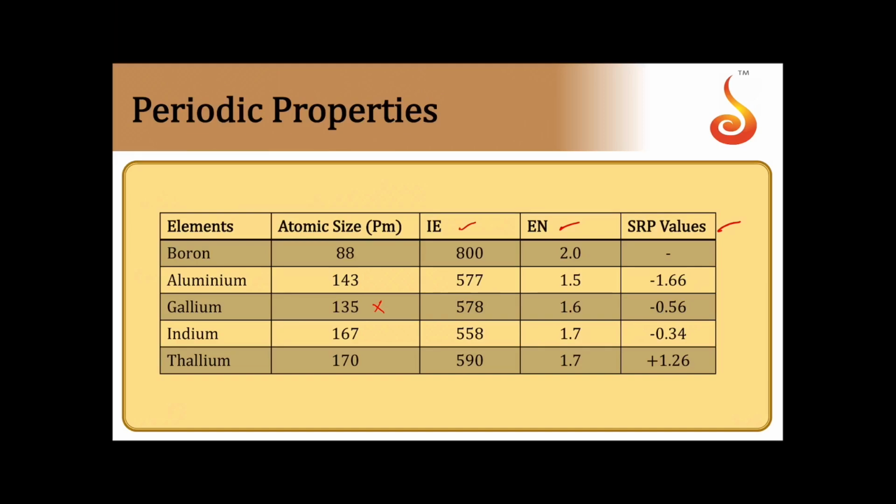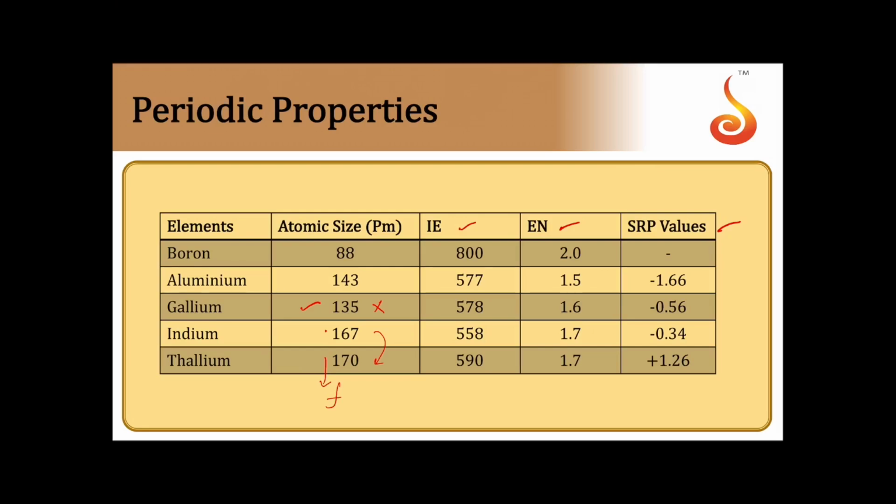Here the element gallium has d electrons, which cannot screen nuclear charge effectively. Therefore, gallium experiences more nuclear charge, hence the size of gallium is less. Similarly, moving from indium to thallium, we see a very small increment of size. Thallium also has f electrons, and f electrons also cannot screen the nuclear charge. Therefore, the increment of size from indium to thallium is very much less. So gallium has d electrons and thallium has f electrons which cannot screen nuclear charge.